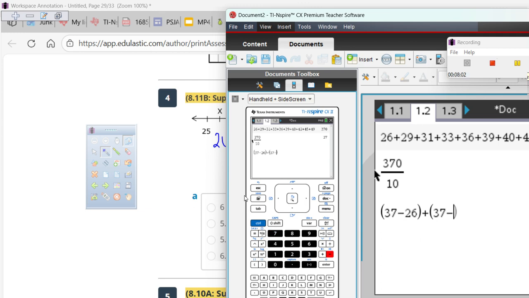37 minus 29, plus 37 minus 31, plus 37 minus 33, plus 37 minus 36, plus 39 minus 37. I'll use the bigger one first, okay?